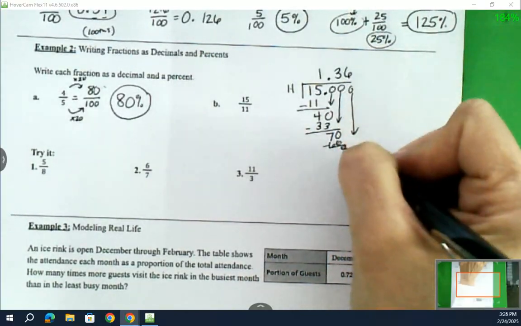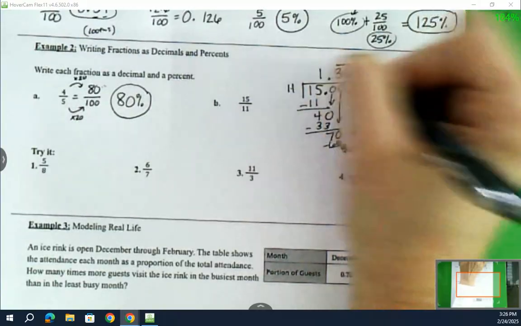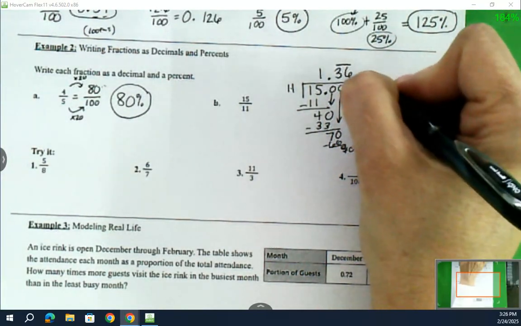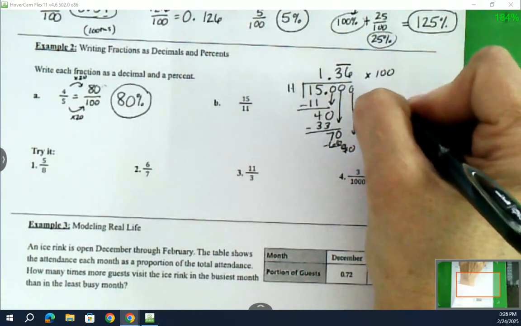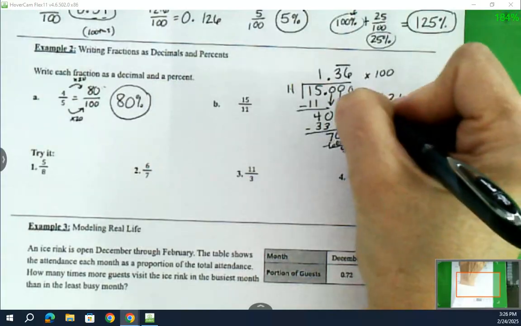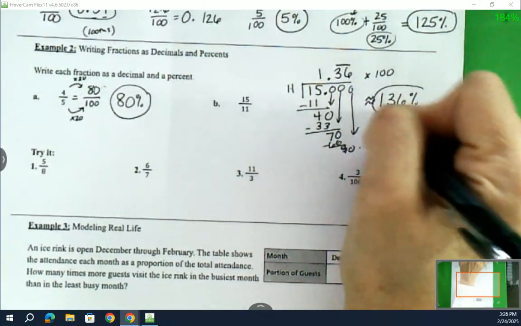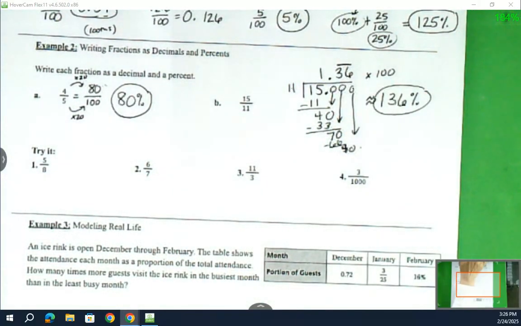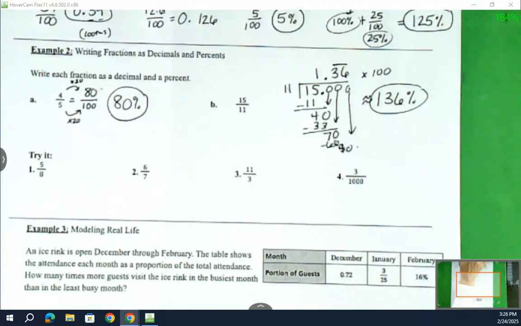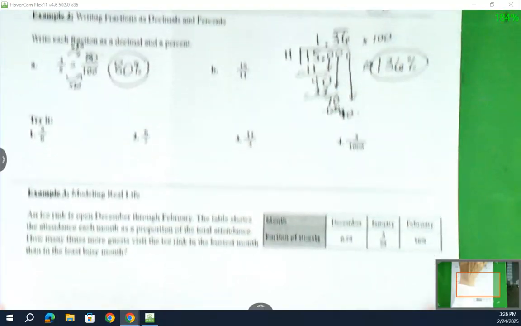We bring down another 0. And we're noticing that this is going to be repeating 3, 6, 3, 6, 3, 6. So we can say that it is times 100 is going to be 136% approximately. And that's with rounding, obviously. Okay, try it. We have a few try it problems. Go ahead and pause the video, try these next few problems, and then turn it back on to check our work together.